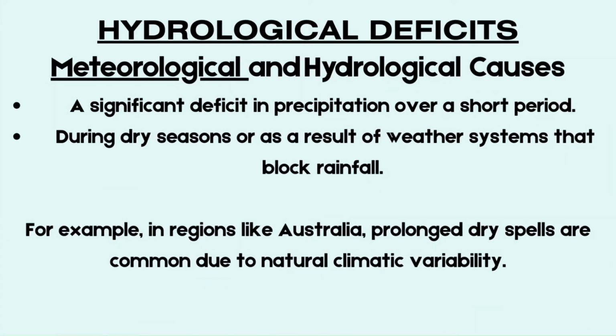Droughts can be caused by both meteorological and hydrological factors. Meteorological drought occurs when there is a significant deficit in precipitation over a short period. This typically happens during dry seasons or as a result of weather systems that block rainfall. For example, in regions like Australia, prolonged dry spells are common due to natural climatic variability.